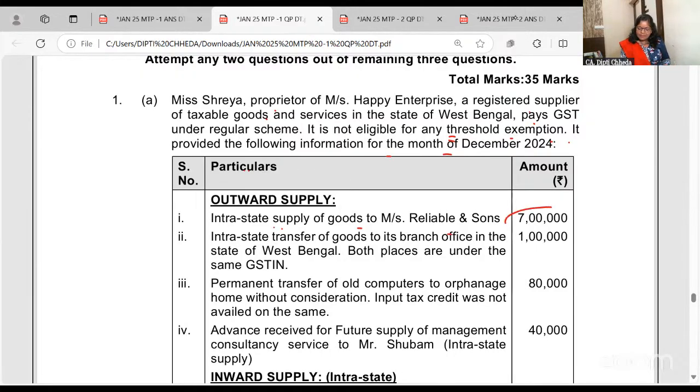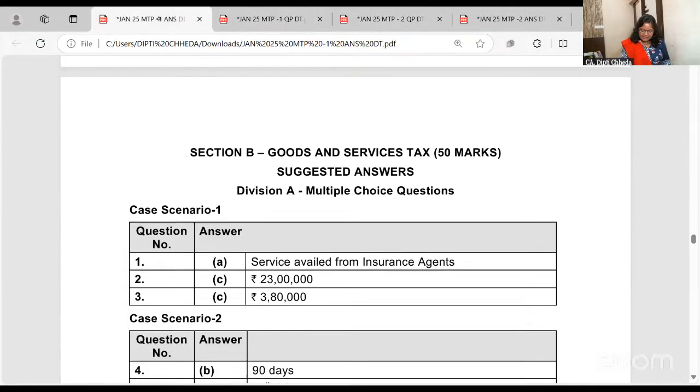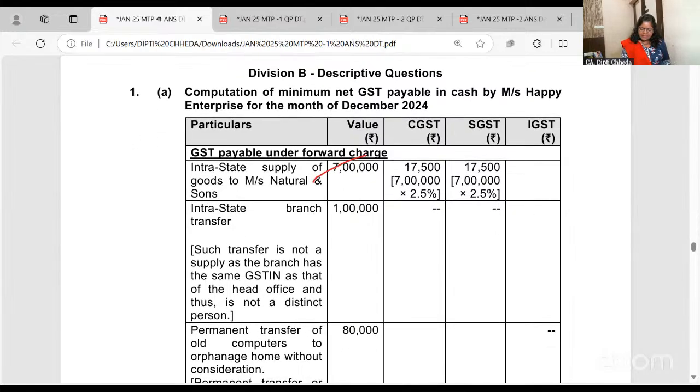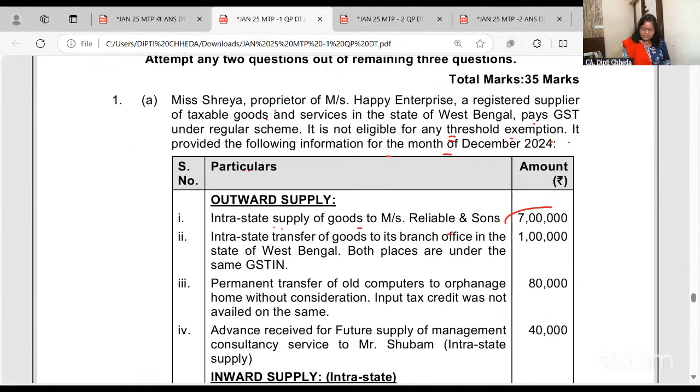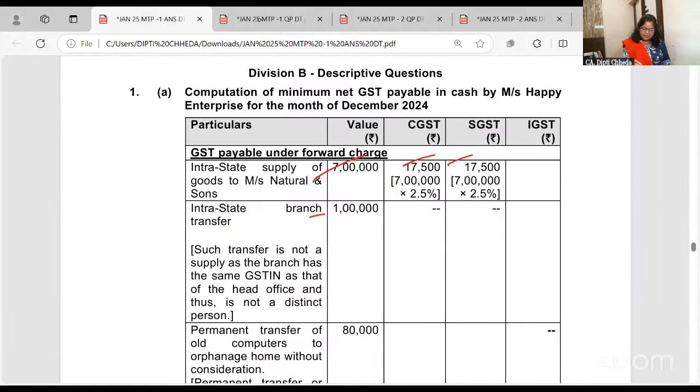Intrastate supply 7 lakhs. Yes, take it within the state. 7 lakhs hai to you can take it, CGST and SGST. It's within the state. Intrastate supply of goods to its branches, but both are having the same GSTN. It's not distinct. So nothing. No one will take the credit.